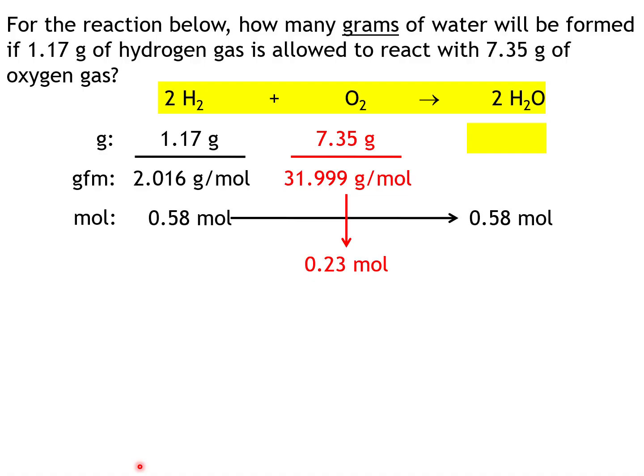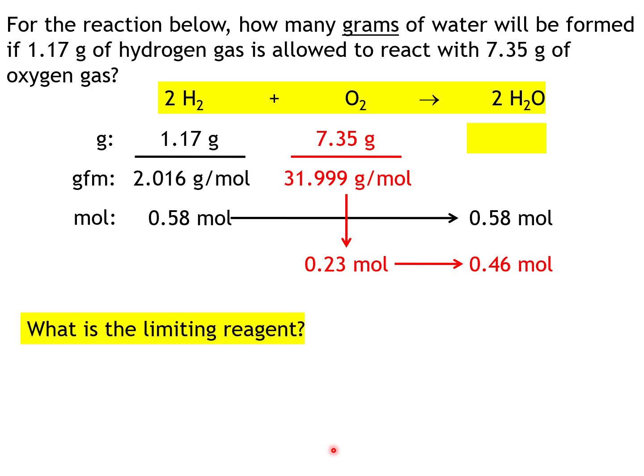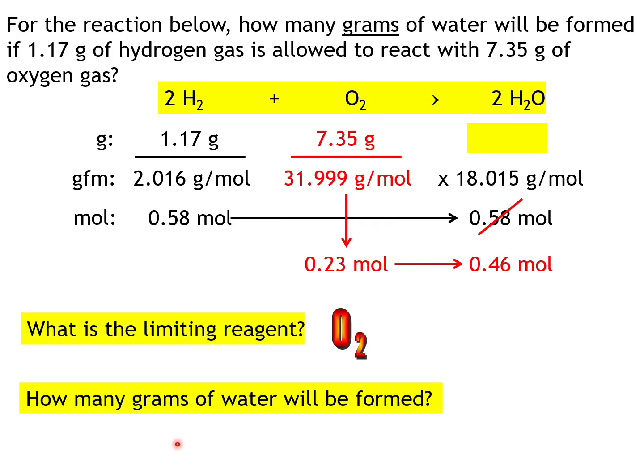So we end up having 0.23 moles of oxygen present. It's a 1 to 2. So that means it would only be 0.46 moles of water will be formed. Cross out the bigger one. So that means oxygen is our limiting reagent. And now that we know how many moles of product will actually be formed, we can go ahead and finish the calculation. Find the number of grams of water by going moles times the molar mass of water. And it gives us 8.29 grams of water actually formed.